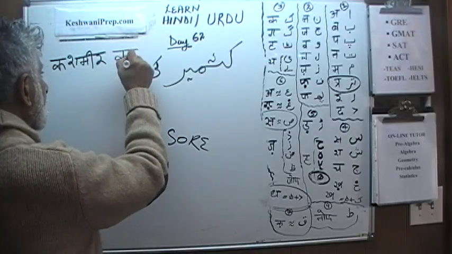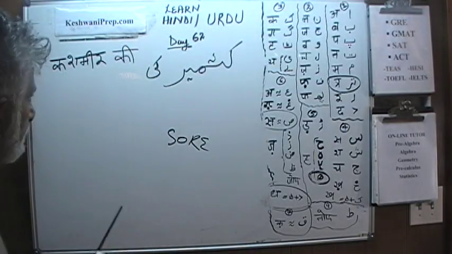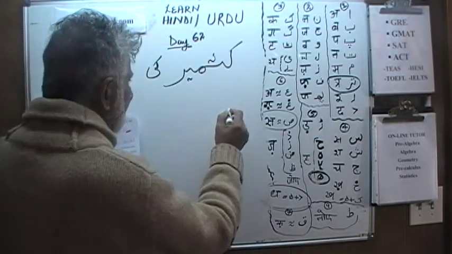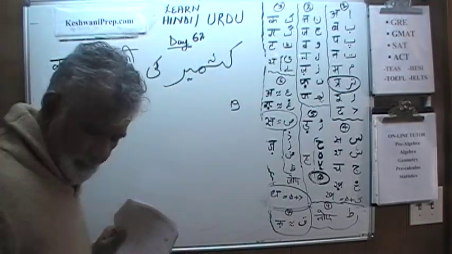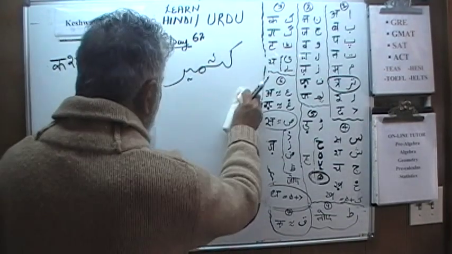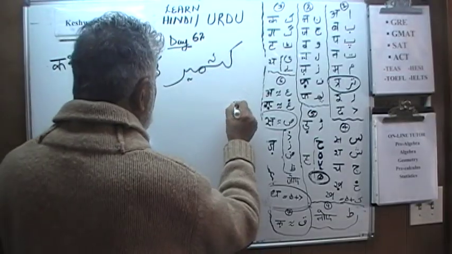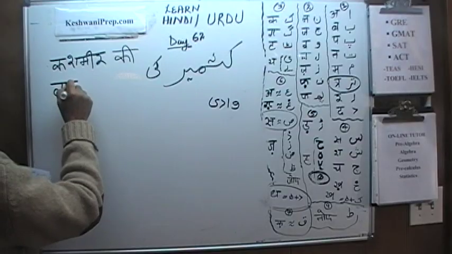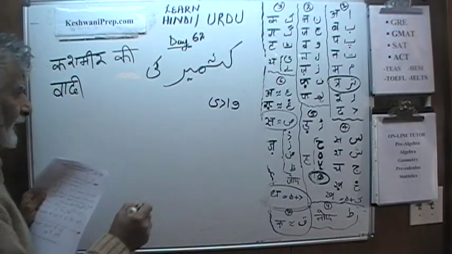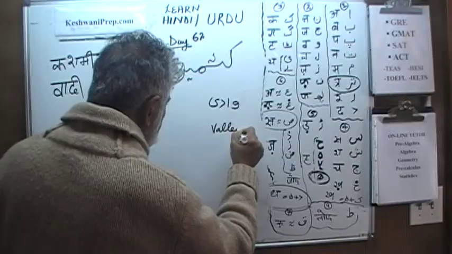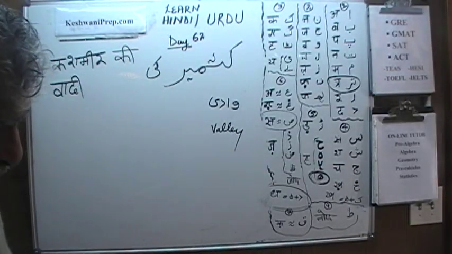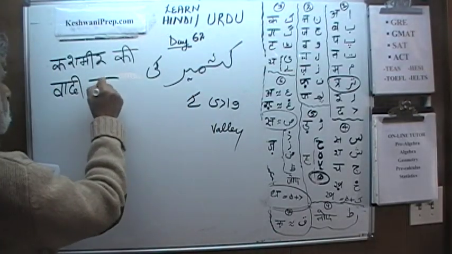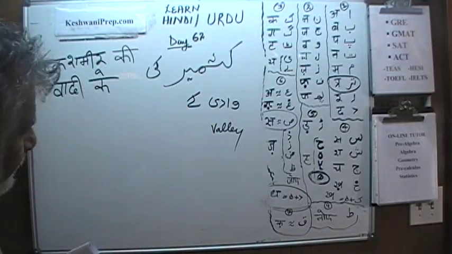Wadi. Do you know what wadi is? Wadi is a valley. So far it says valley of Kashmir. Kashmir ki wadi ke.